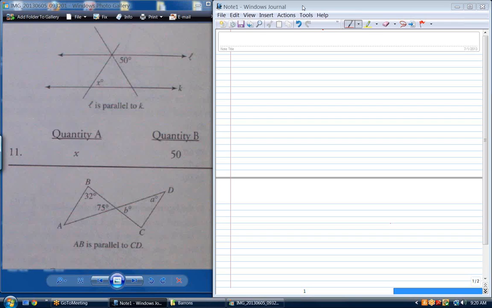Would they be equal? They both be 50? No, notice that we don't have the, in other words, X is equal to this angle right here. Oh, okay. It's not equal to that. That angle would be equal to this angle here. Okay.